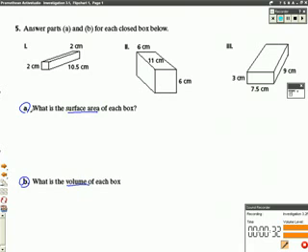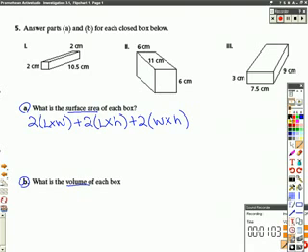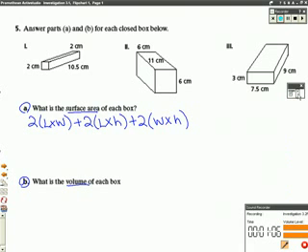What we have is, that's us to get the surface area. If you remember, the formula for surface area is 2 times length times width plus 2 times length times height plus 2 times width times height. All right, so that's our formula. All we're going to do is plug in. Now, before we can plug in, we need to identify the length, width, and height.